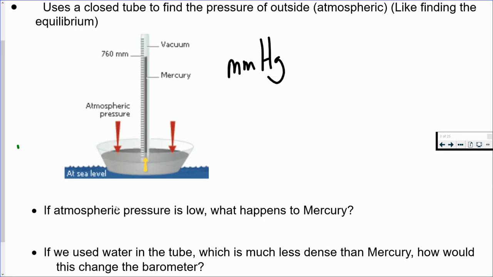Okay. So if low atmospheric pressure, what happens to the mercury? Well, if it's low, there's not enough pressure pushing it into the tube, so more stays in the bowl.